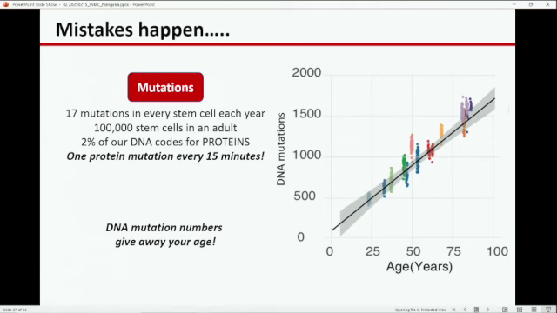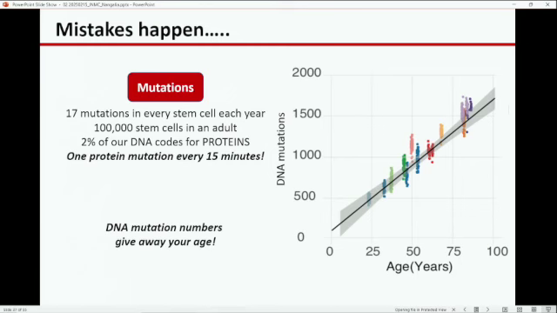So because you're getting 17 mutations per year, at age 5, at age 10, at age 20, you know how many mutations there are: 17 times how old you are. So when you plot the number of mutations in stem cells, it follows age beautifully. Nobody can lie about their age anymore. We just need to sequence DNA.